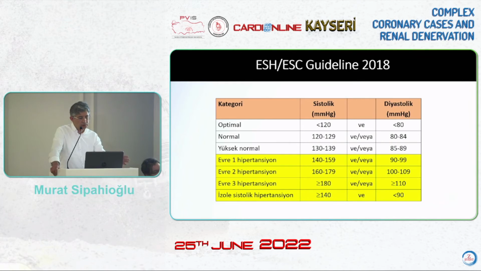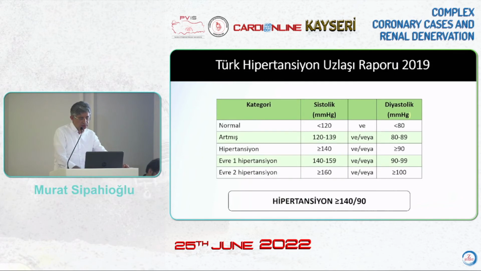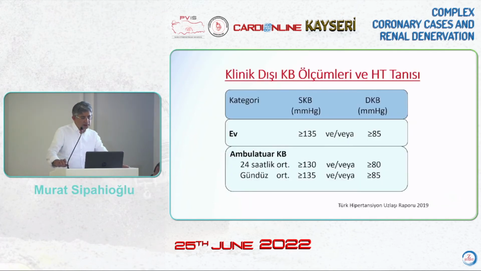suitable. And then the European guidelines were published, and in classical terms, in systolic 140 and in diastolic 90 were accepted as the threshold. And the Turkish Hypertension Consensus Report was updated in 2019, basing on the previous guidelines. And again, 140 and 90 were the reference points. And in systole and diastole, the 80 to 90 range was the increased tension.